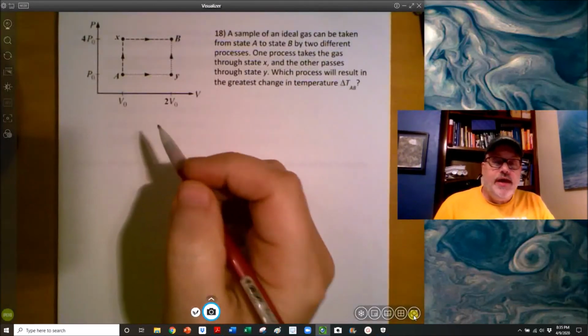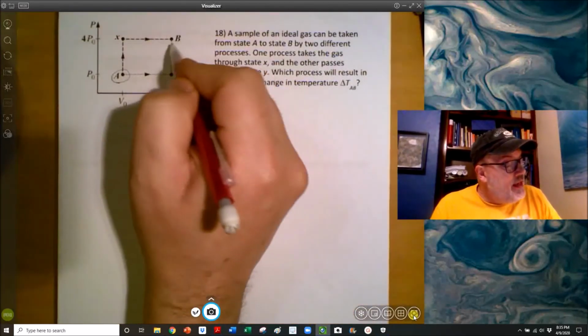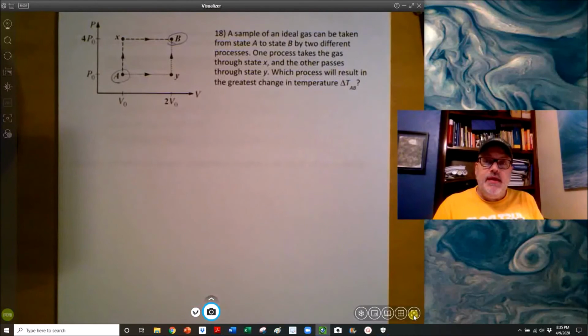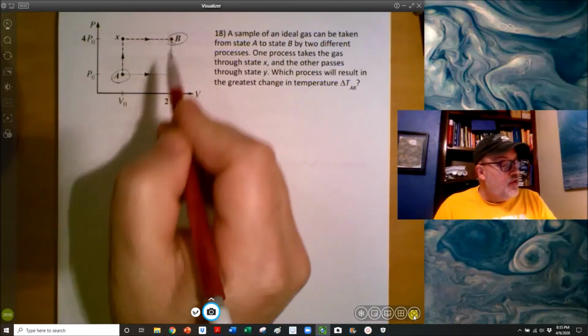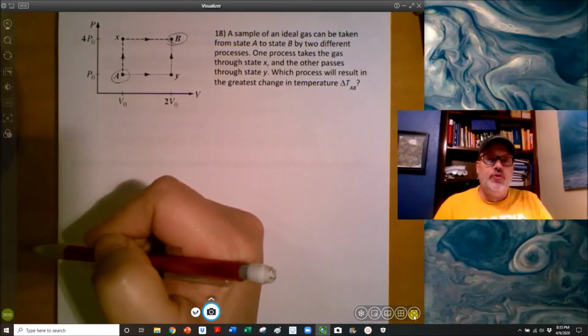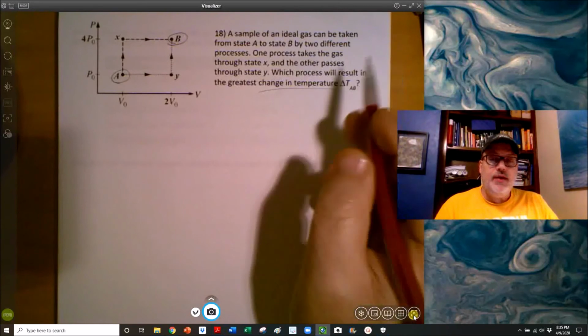In question number 18, we have a sample of gas that begins at point A and ends at state B, but it can go through either point X up here or point Y as shown. And the question is, which process will result in the greatest change in temperature?